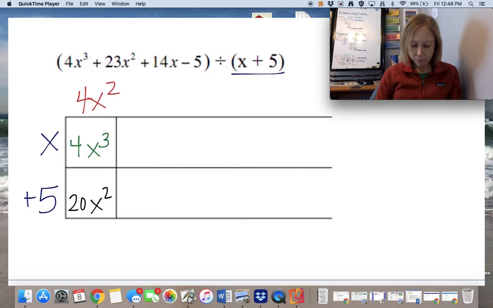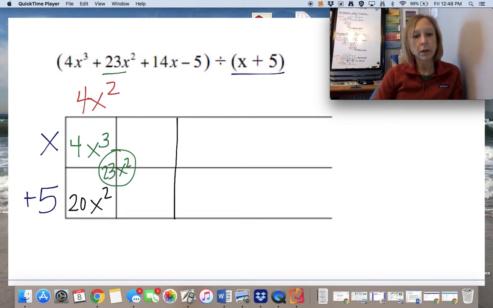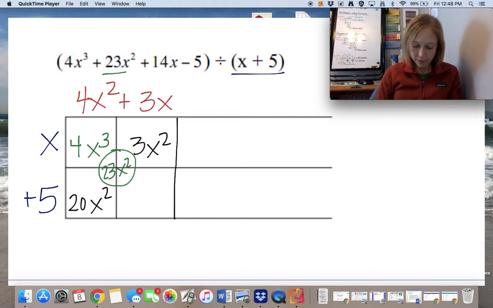Now we have to look back and look at our x squared term, 23x squared. What do I need to put in that box to add on to 20x squared to make 23x squared? Yep, 3x squared. Now we repeat. X times what is 3x squared? That would be 3x. And it's a positive, so I put a plus sign.